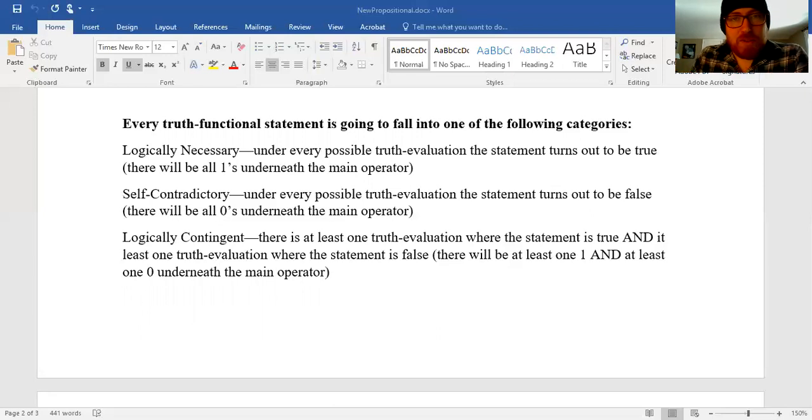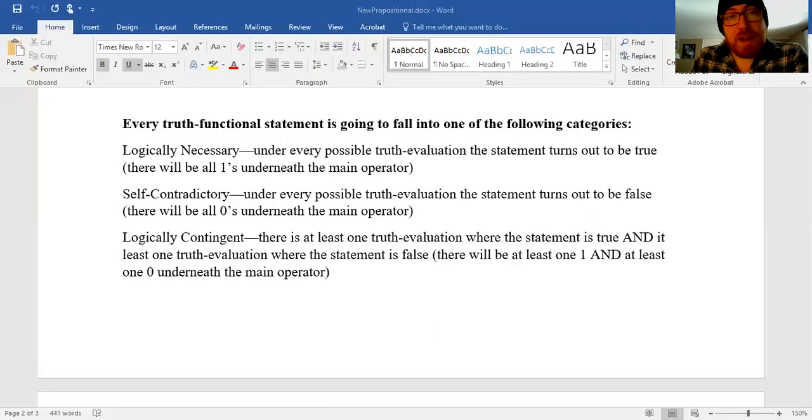All right. So if you've got all zeros underneath the main operator, that means that that statement is a self-contradiction, right? Now, most statements are logically contingent, meaning there's at least one truth evaluation where the statement comes out true and at least one evaluation where the statement turns out to be false.